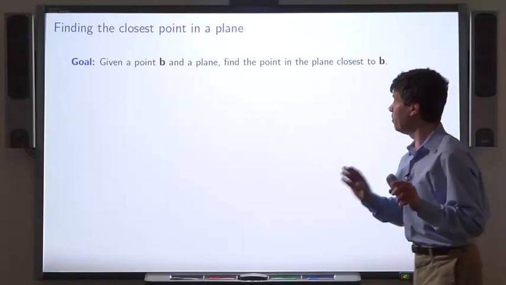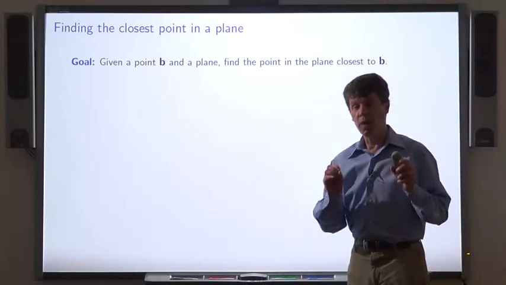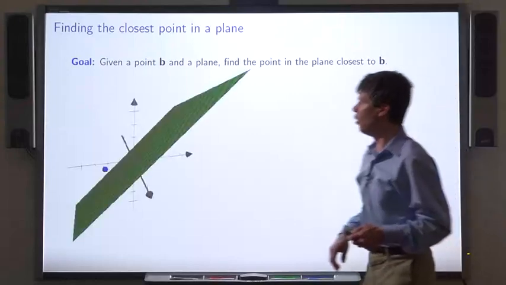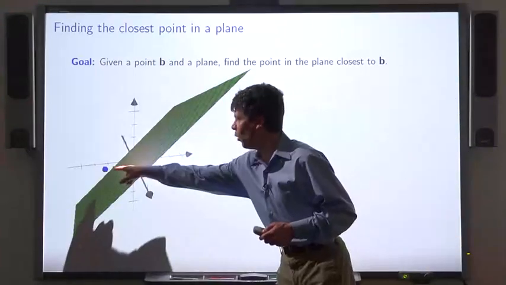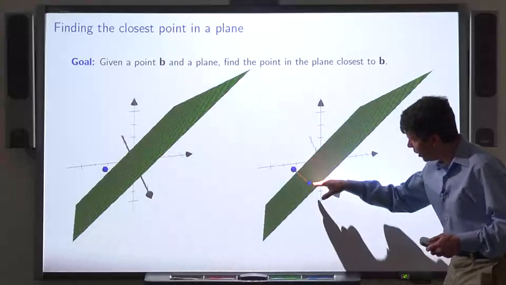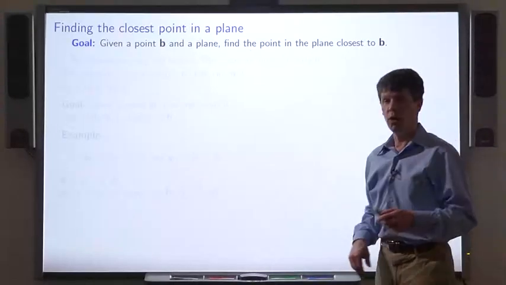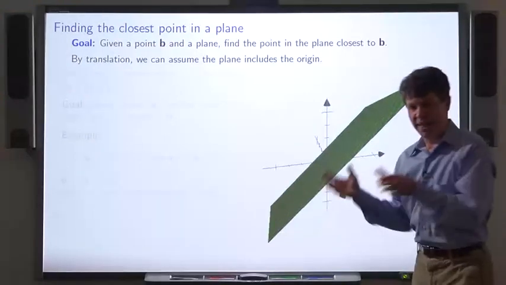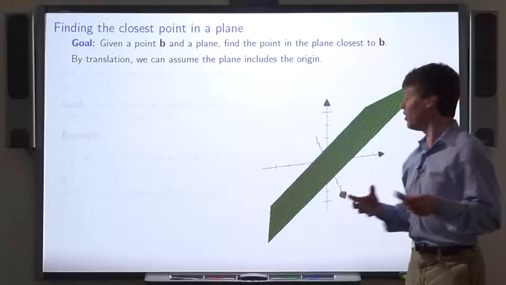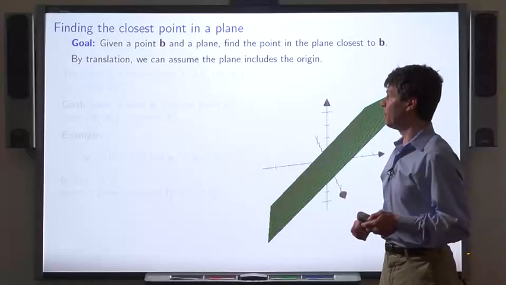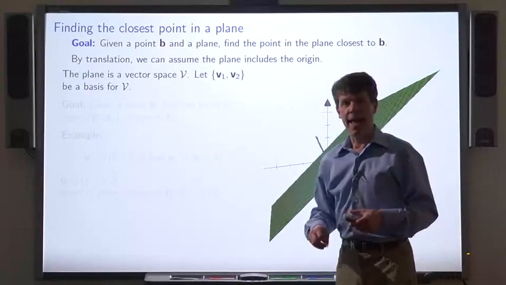Given a point B and a plane, we want to find the point in the plane that's closest to B. So here's a plane and a point, and we want to find the point in the plane that's closest to this point. Now, by translating the plane and the point, we can ensure that the plane contains the origin, in which case it's a vector space. It has a basis.